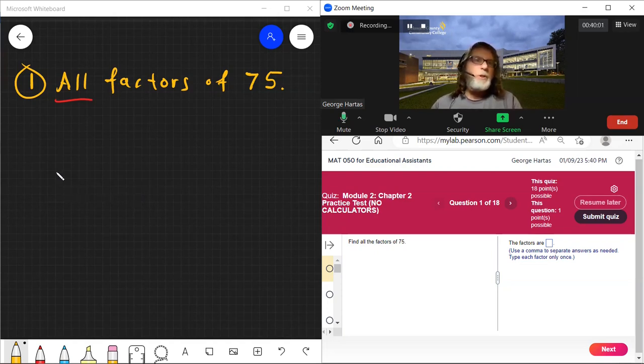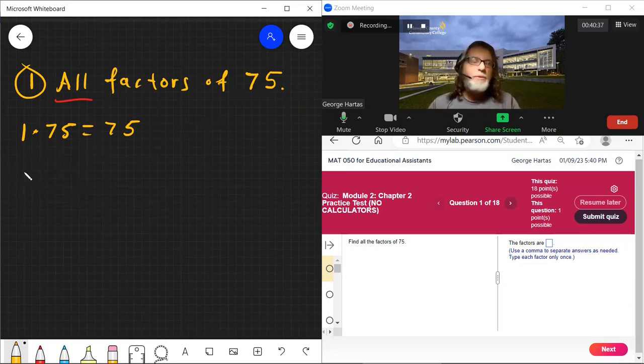So the best way to do it is to begin with the number 1. 1 times 75 is 75. So right off the bat, we have 2 factors, 1 and 75. Now, can we say 2 times something is 75? Well, no, we cannot, because 75 is an odd number. So recall from the divisibility rules, if a number ends in an even number, 2 divides into it. So 2 is out of the question.